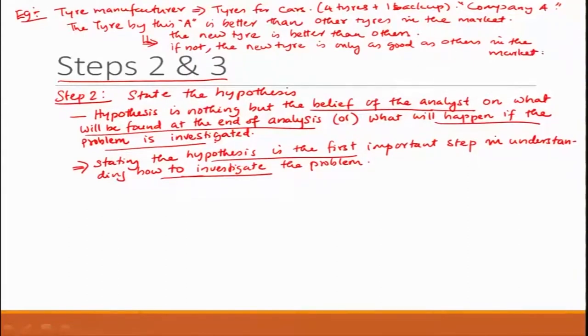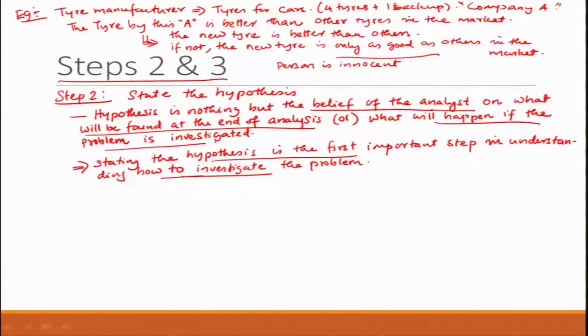This is one way to look into it. Here you are basically trying to prove that the tire is as good as or better. If you say that the new tire is worse than the other tires in the market, then the investigation you are going to look for is the other way. This is the same way the judiciary system makes the premise that a person is innocent.